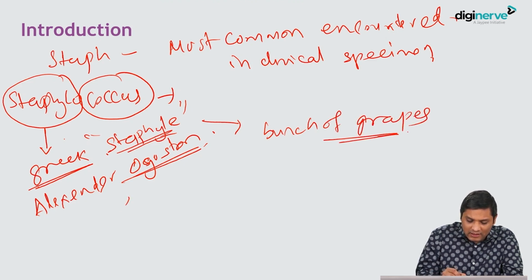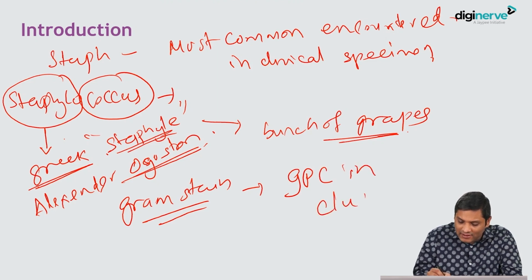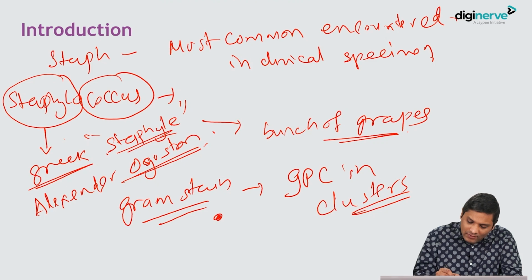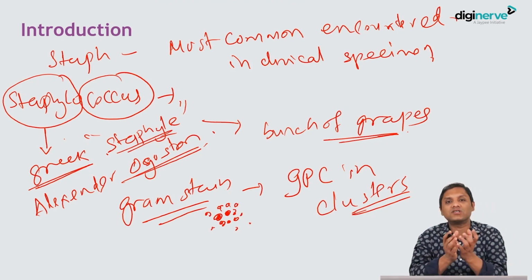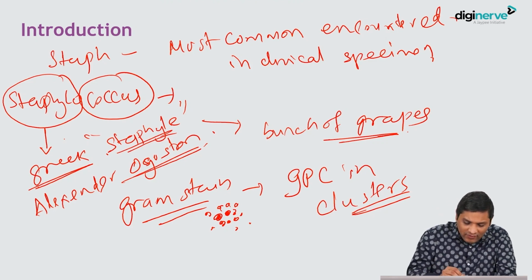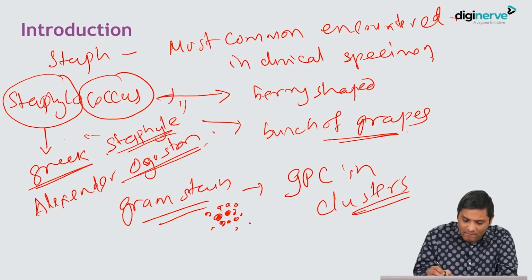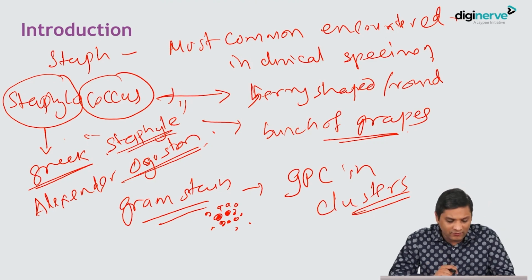The reason is the gram staining appearance of Staphylococci: they appear as gram positive cocci, and the arrangement is in clusters. The cluster arrangement looks like a bunch of grapes clubbed together. Hence the name Staphylo. And why the name cocci? Because they are round shaped, berry shaped. Hence the word cocci. So this is the history of Staphylococcus.